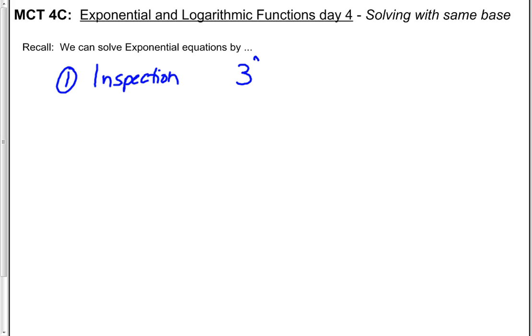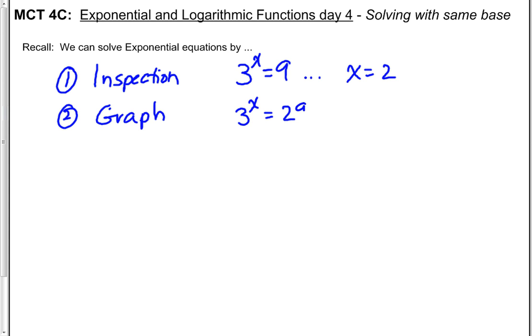So for instance, if 3 to the x equals 9, you're allowed to just look at it and say x is 2, because 3 squared is 9. Number 2, we can look at a graph. If you have your graphing calculator in your back pocket at a party, and we want to know 3 to the x equals 29, that's not so pretty.